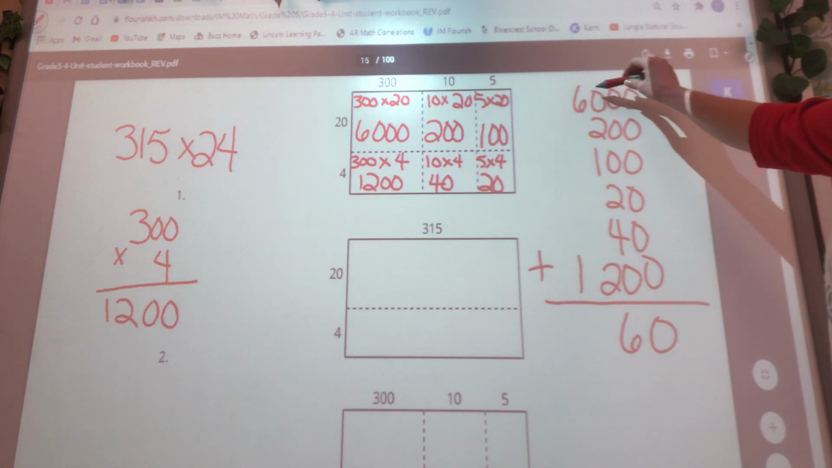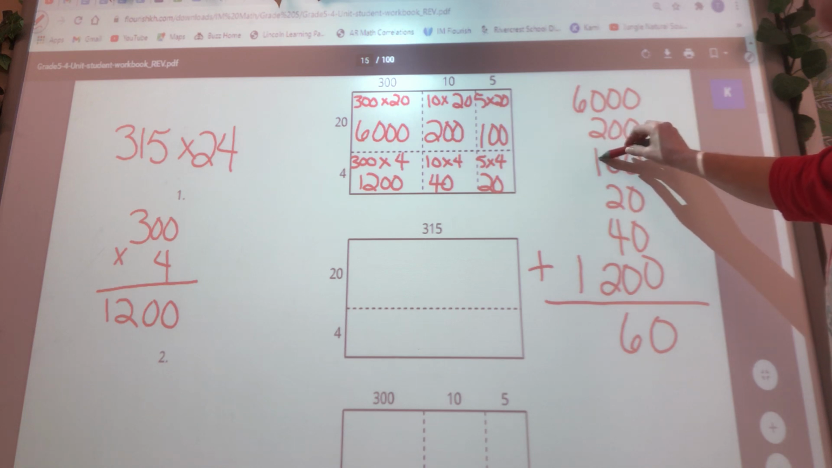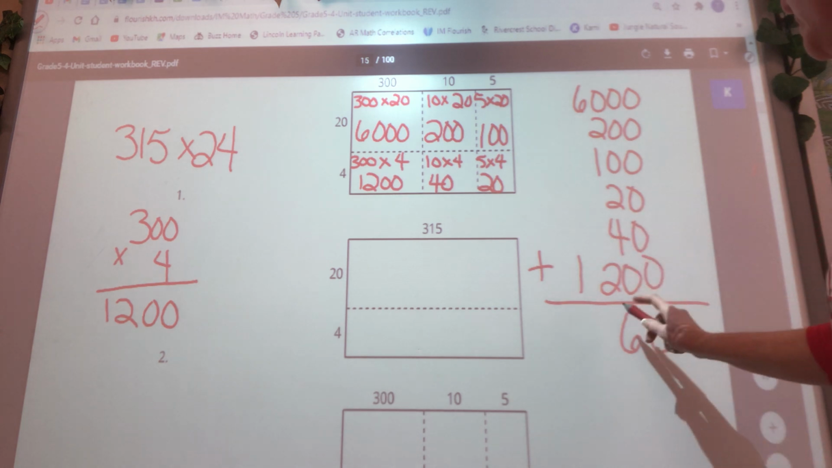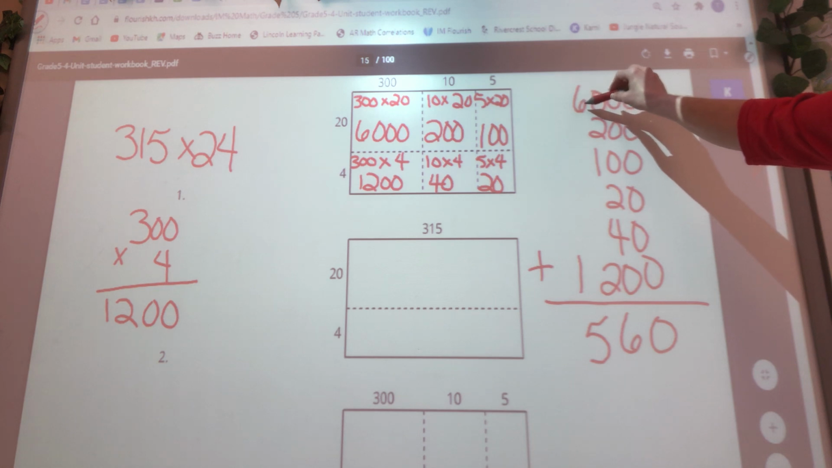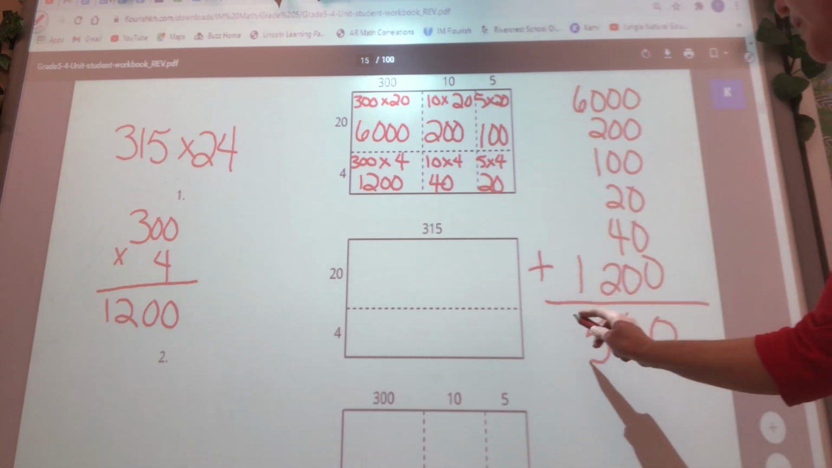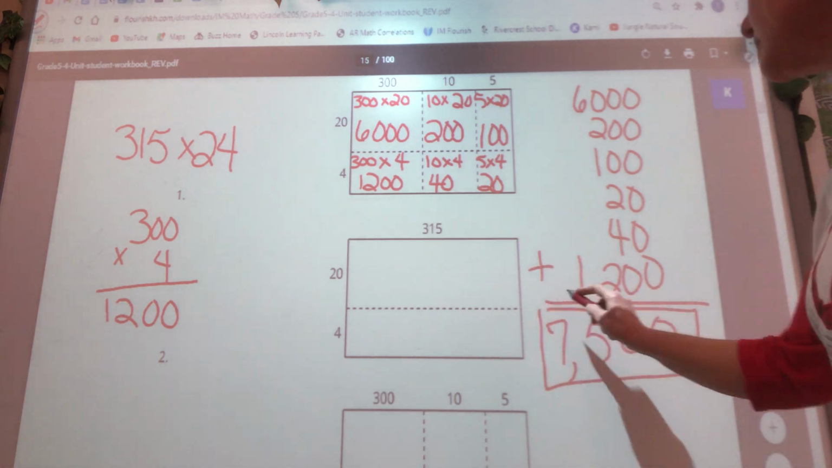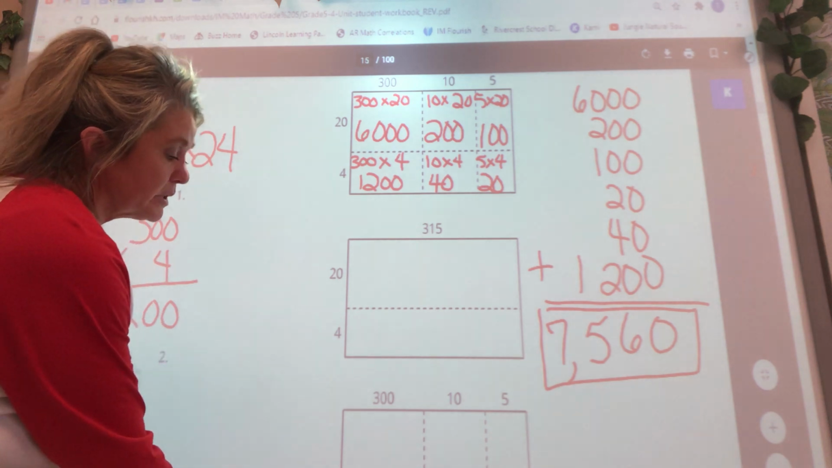In my hundreds place, I have a 0 and then a 2. 2 plus 1 is 3. Nothing here, nothing here. 3 plus 2 is 5. And then in my thousands place, I only have a 6 and a 1. So I get 7,560.